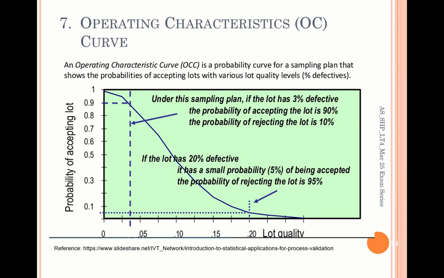So here what it's saying is that if you have a 90% chance of accepting the lot, what is the other way around? It is 10% you will reject the lot, because 90% you will accept. Therefore, the chance of you rejecting the lot will be 10%.